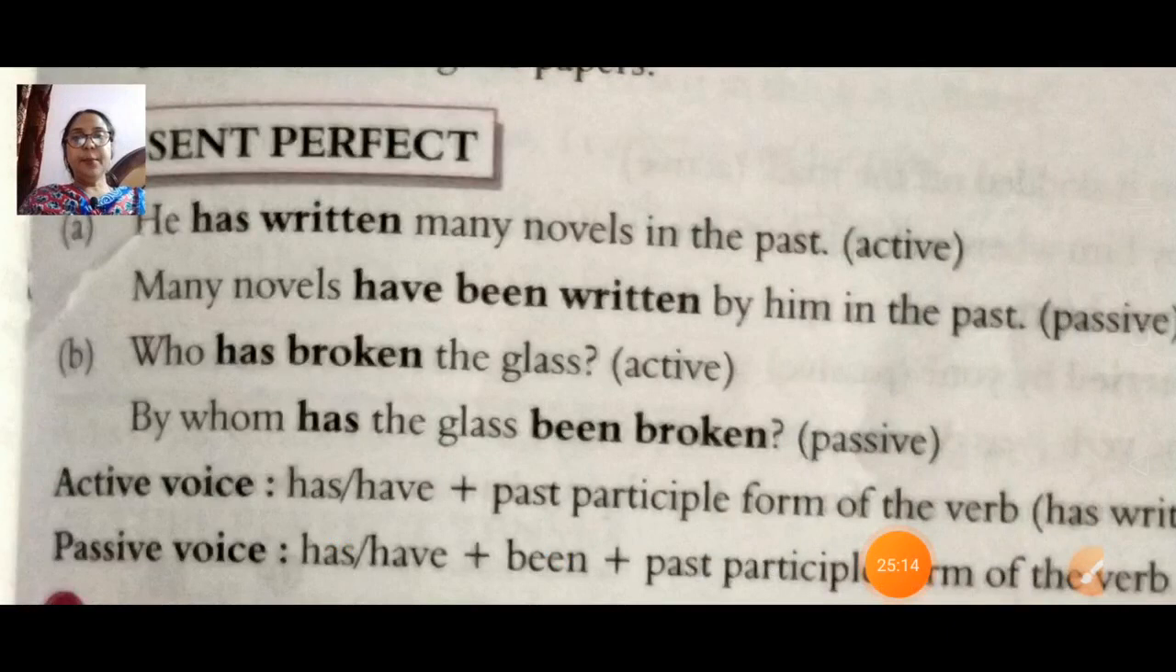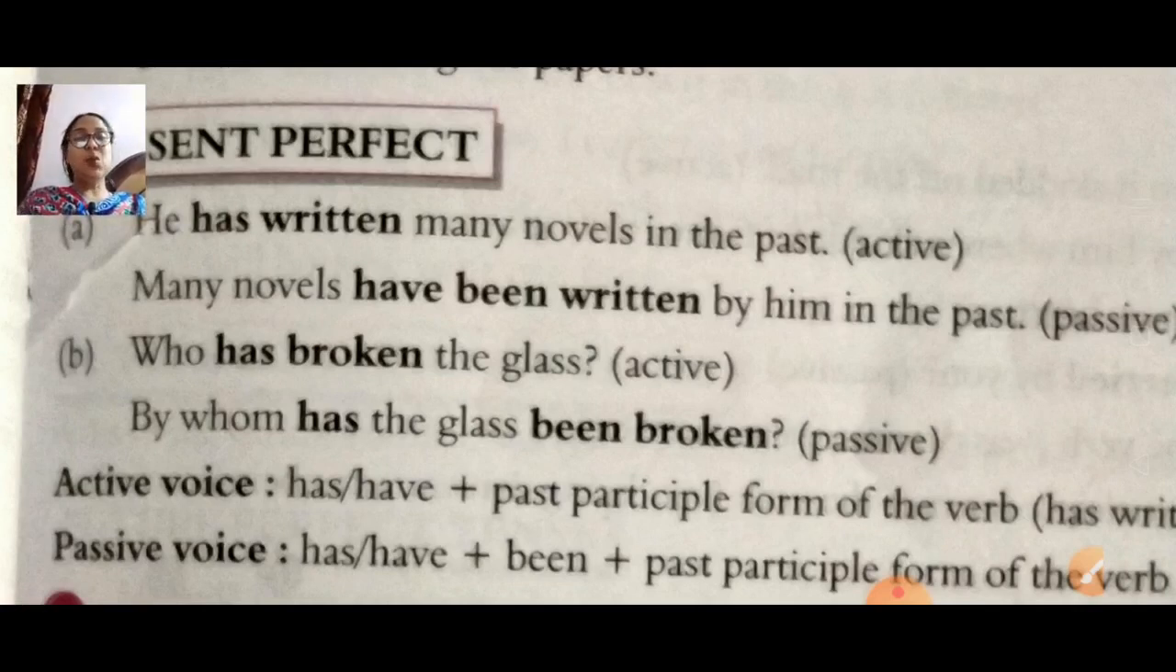Now a few examples we can see. He has written many novels in the past. It is written in the active voice. How can we change it into the passive voice? Many novels have been written by him in the past. Who has broken the glass? In active voice. By whom has the glass been broken?